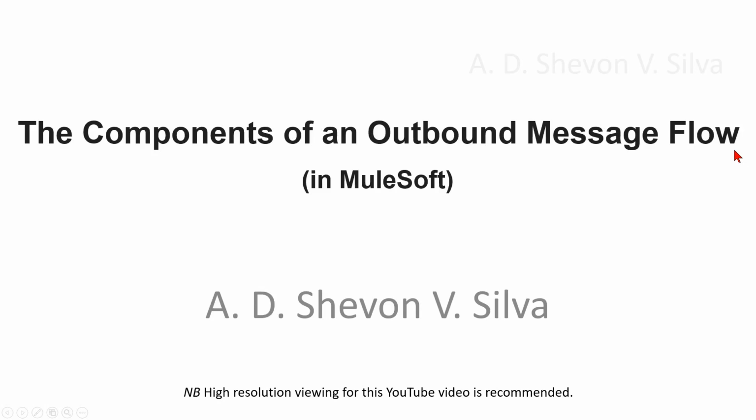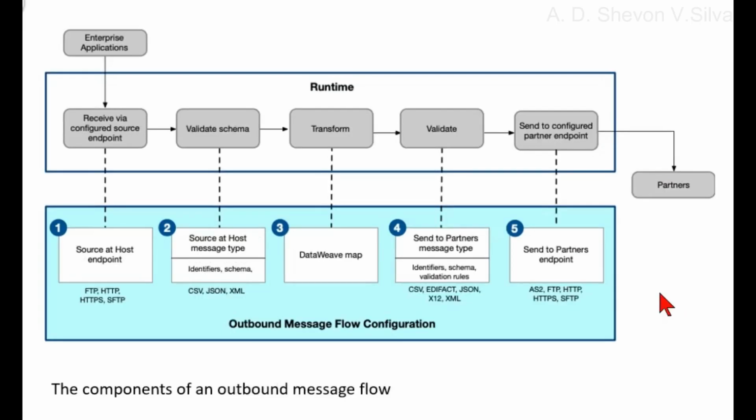Components of an outbound message flow. Here you can see the components of an outbound message flow. An outbound message flow receives the application messages from the backend, transforms the message to the format your partner supports, and then forwards the message to a partner. The following diagram shows the components of an outbound message flow.